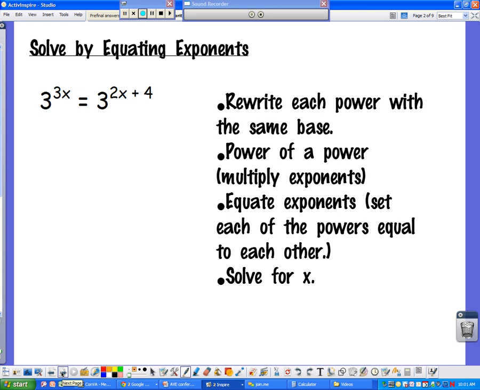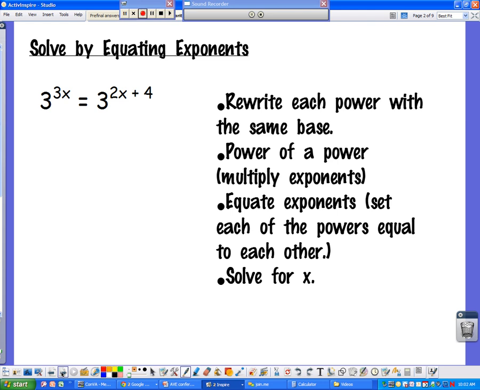Okay, so the first one is, let's say I have 3 to the 3x equals 3 to the 2x plus 4. These are evaluating when you have exponents. If you have an exponent in both spots, then what you need to do is rewrite each power with the same base. Remember, power to power you would multiply. We're going to set each of the powers equal to each other.